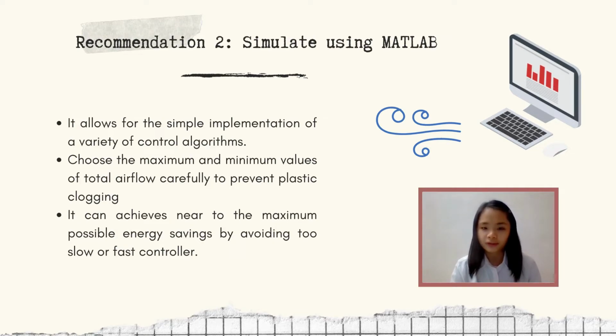To avoid clogging of the plastic carriers caused by too low or too high airflow, the maximum and minimum values of total airflow must be chosen carefully. Thus, as long as too slow and too rapid controllers are avoided, the ammonium PI control system achieves close to the maximum possible energy savings.